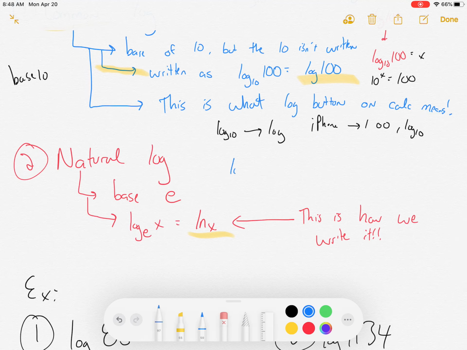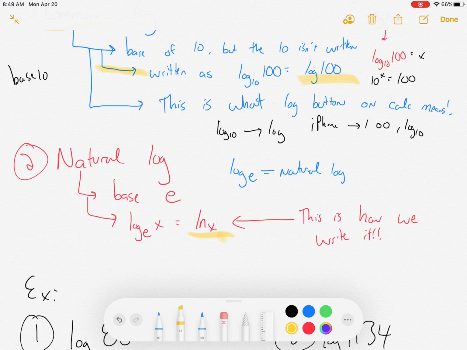The natural log has a log base e. So log base e is equal to a natural log. But we don't write it as log base e. We write log base e as ln of x. I remember it as log natural, but it's backwards. Log natural of x. That's log base e.